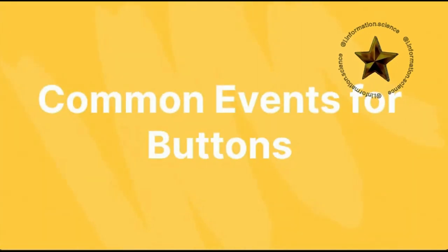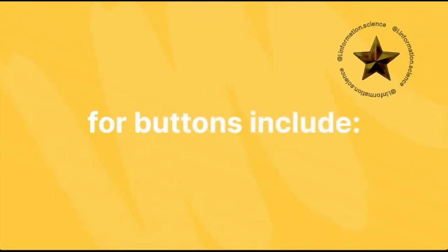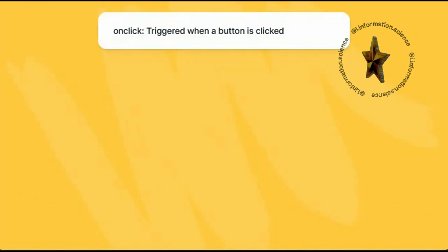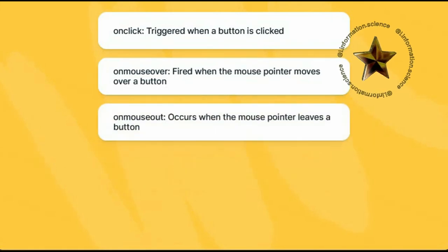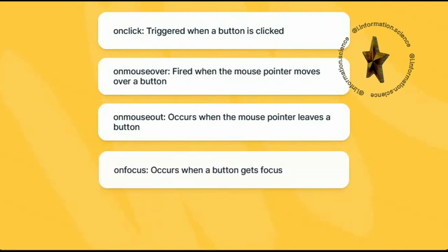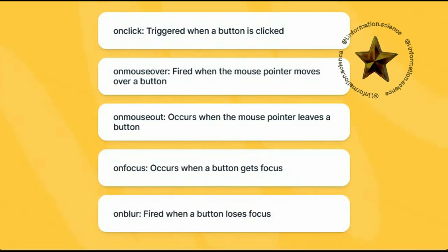Common events for buttons. Some of the most common events for buttons include onClick, triggered when a button is clicked. OnMouseOver, fired when the mouse pointer moves over a button. OnMouseOut occurs when the mouse pointer leaves a button. OnFocus occurs when a button gets focus. OnBlur, fired when a button loses focus.